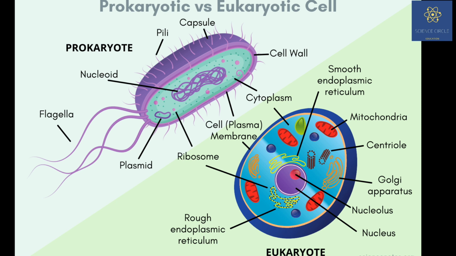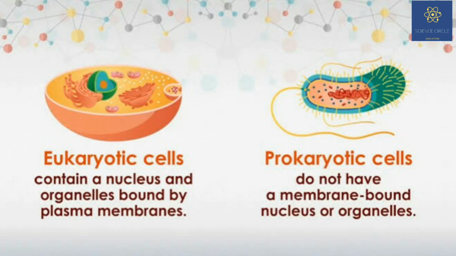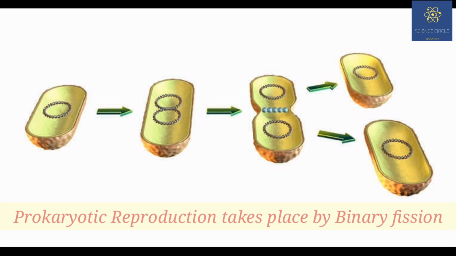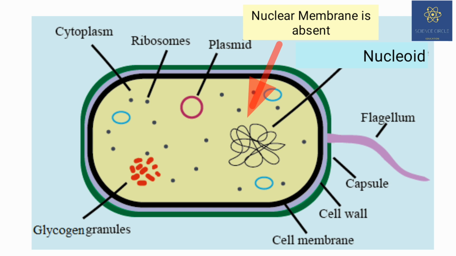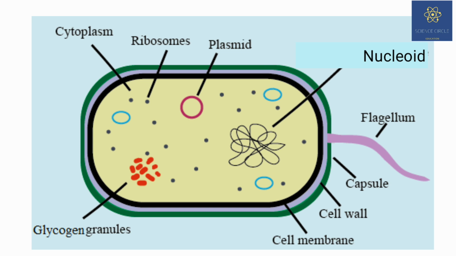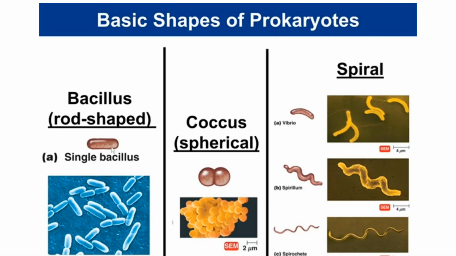In a prokaryotic cell, other membrane-bound organelles such as mitochondria, Golgi body, endoplasmic reticulum, etc. are also absent. Ribosomes, however, are present in the prokaryotic cell. Prokaryotic cells are comparatively much smaller and simpler than the eukaryotic cell. Reproduction takes place by binary fission. If we see the detailed structure of a prokaryotic cell, they do not have a nuclear membrane. Hence, the genetic material is present in a region in the cytoplasm which is known as nucleoid. They can be spherical, rod-shaped or spiral.